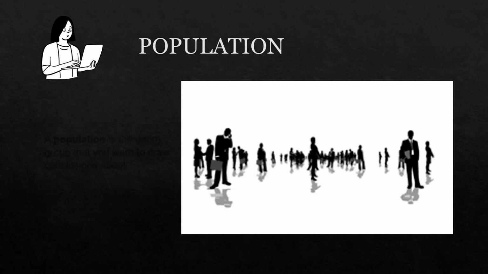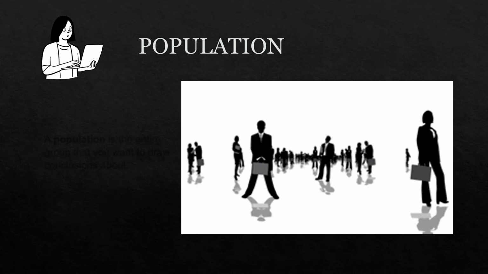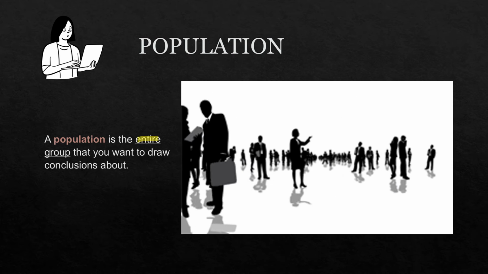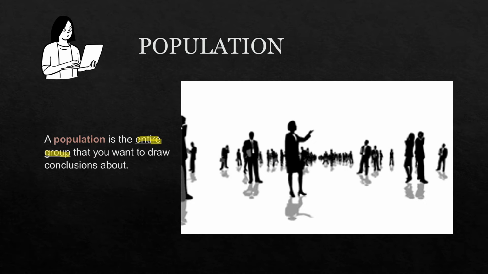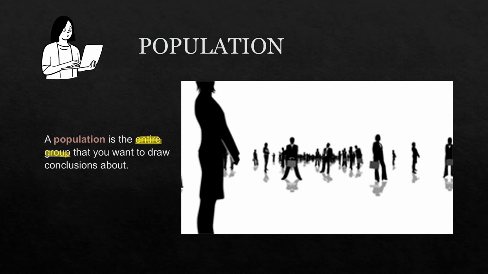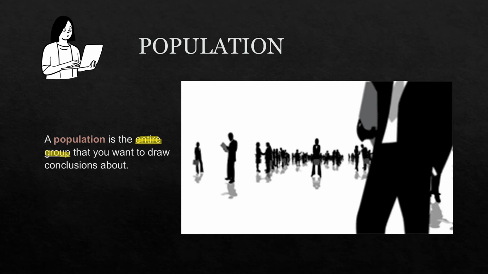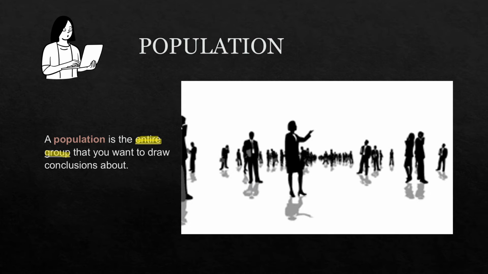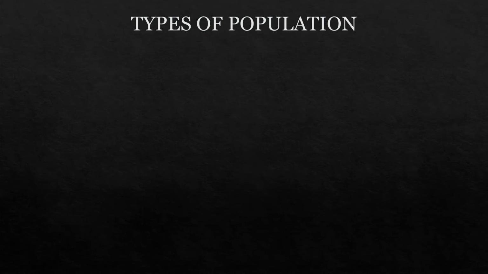Next would be population. What is population? A population is the entire group. Remember that, okay? Entire group that you want to draw conclusions about. Note that the population doesn't always refer to people. It can mean a group containing elements of anything you want to study, such as objects, events, organizations, countries, species, organisms, and etc. Here are the types of population.